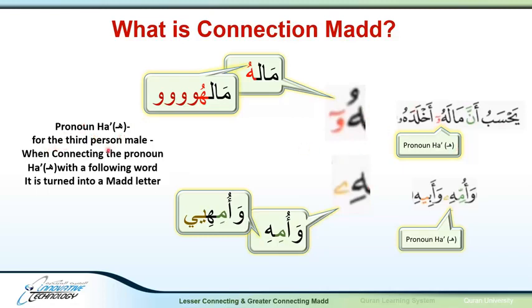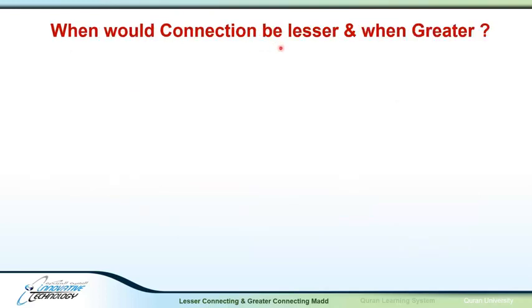So what's common between the 2 types of med is that in both of them there is a pronoun ha for the third person male, a masculine ha. So upon connecting this pronoun ha with the following word, it is turned into a med, a waw when ha has a dhamma, or a ya when the ha has a kasra. Waw مَا لَهُ when it follows a dhamma, or a ya وَأُمِّهِ when it follows a ha with a kasra. When would the connection be lesser and when would it be greater? Let's take the example again.